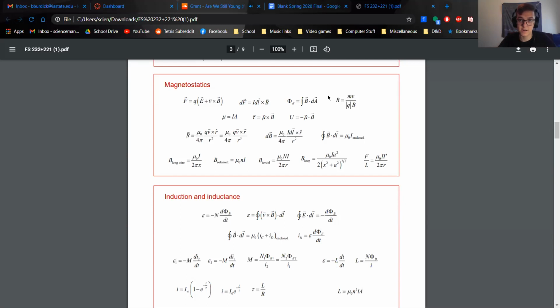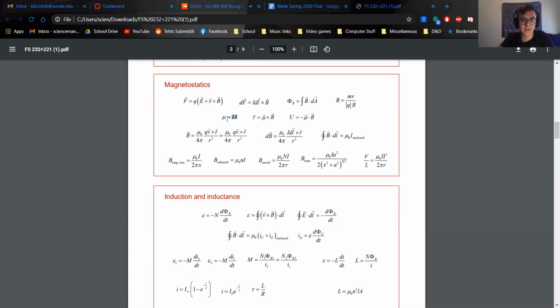And then we have the definition of magnetic flux here. This is the radius of curvature for a particle that's orbiting in a B field. So remember, if you have a particle at a certain velocity and the B field is perpendicular to that velocity, then the velocity is going to just kind of keep turning around. It's going to undergo circular motion, and the radius of that circular motion is given by this formula right here, which you can get by using some 221 stuff.